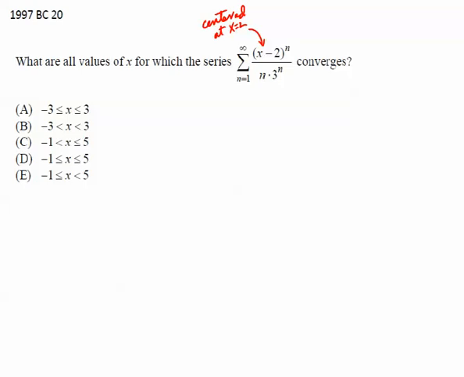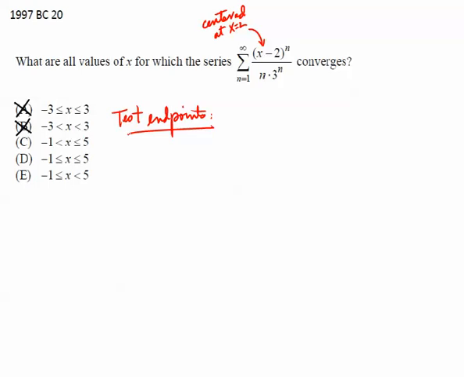From that, we can see that negative 3 to 3, x equals 2, is not the center of either of those. All the remaining choices have negative 1 to 5, of which 2 is the center value. So we don't have to do the ratio test here. All we need to do is test endpoints.